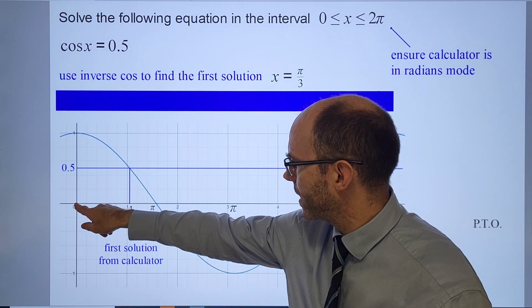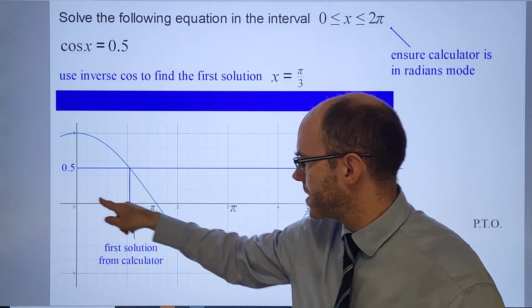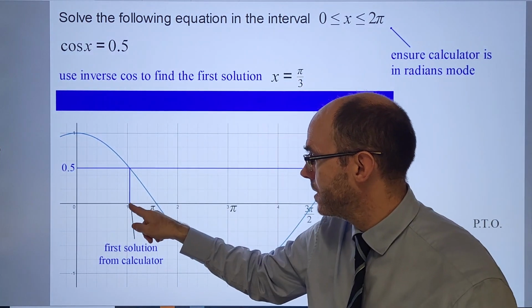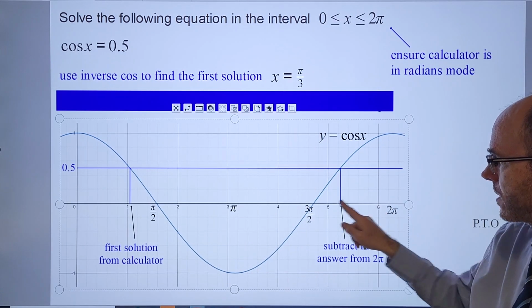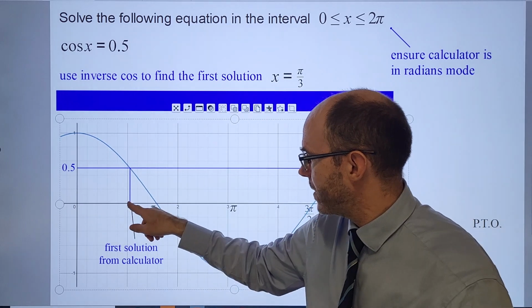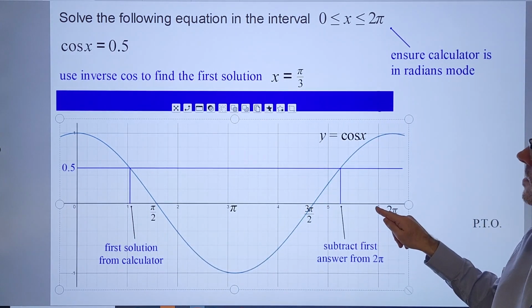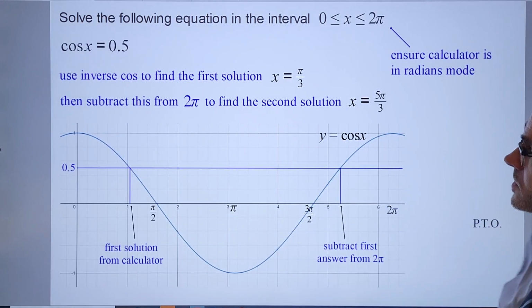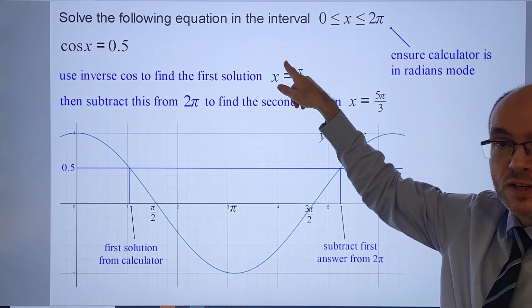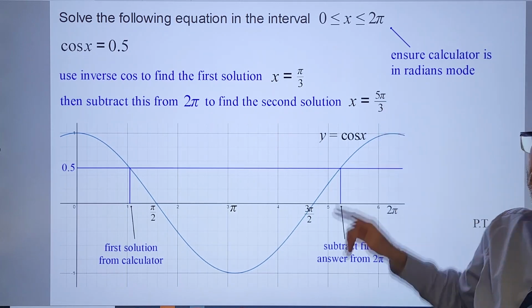So the way I look at it is that this gap here between 0 and the first answer, pi over 3, is the same as this gap here between 2 pi and your second answer. So that bit is the same as that bit there. So that's why you want to do 2 pi subtract your first answer. So 2 pi subtract your initial answer pi over 3 gives you your second answer.